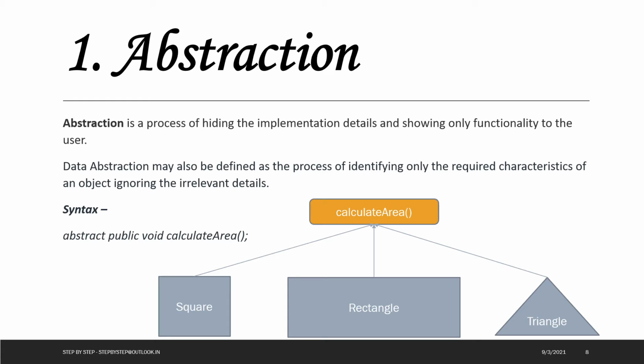Data abstraction may also be defined as the process of identifying only the required characteristics of an object, ignoring the irrelevant details. So to achieve abstraction, normally the methods or class can be declared as abstract, like abstract public void calculate area. So here, if you consider this example of calculate area, it is an abstract method which is not returning anything. Whenever the user wants to calculate the area of the square, rectangle, or triangle, he or she can directly use that calculate area method, and the method will help to return the area.